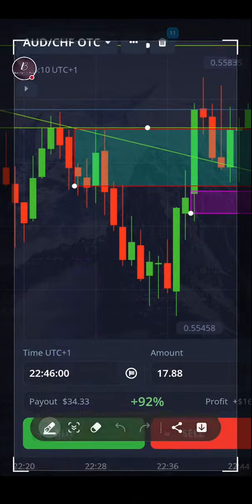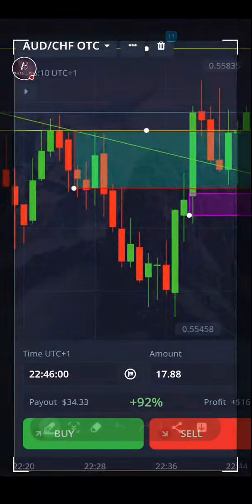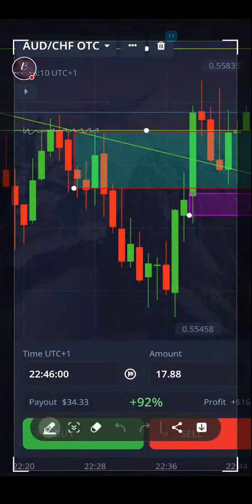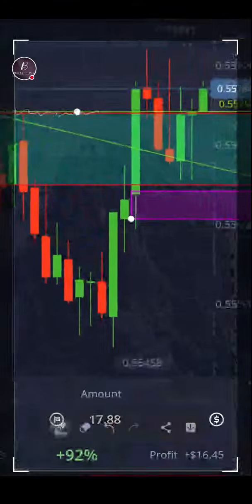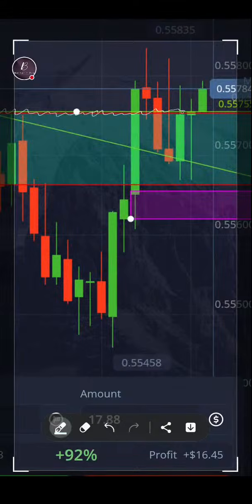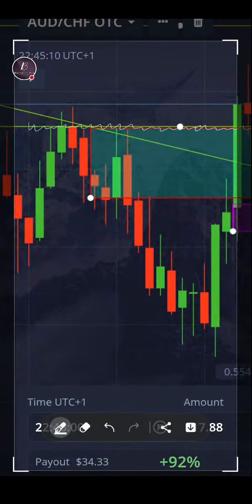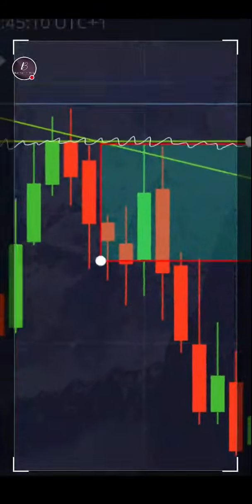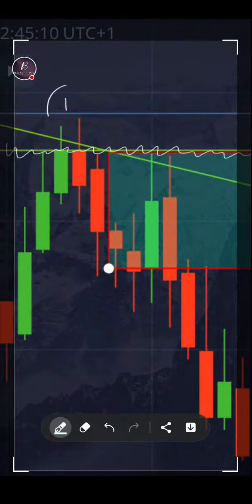You see, this is the level. Let me mark it for you. This area. You see this level? This is the level. But you see on this level, price came here. We'll count this one as the first touch.